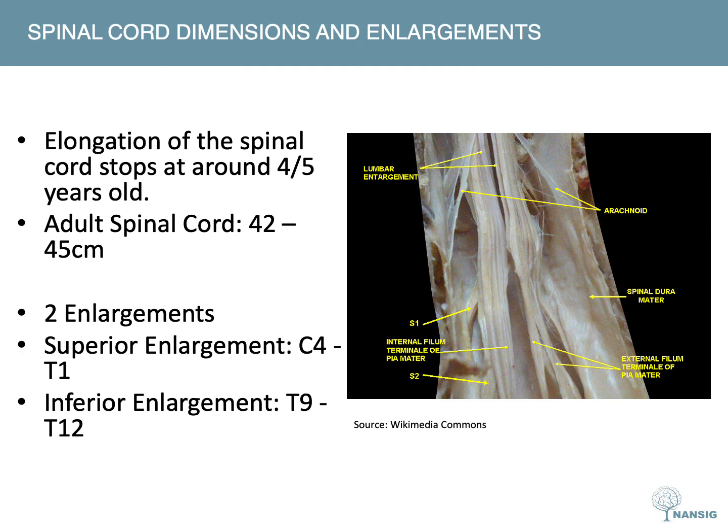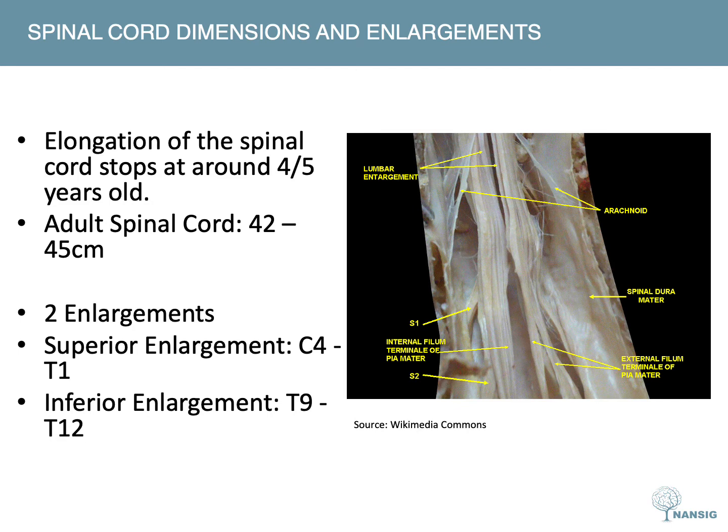The length of the adult spinal cord ranges from 42 centimeters to 45 centimeters. Its maximum diameter is approximately 1.5 centimeters or 0.6 inches in the lower cervical region and is smaller in the thoracic region and at its inferior tip. When the spinal cord is viewed externally, two conspicuous enlargements can be seen.